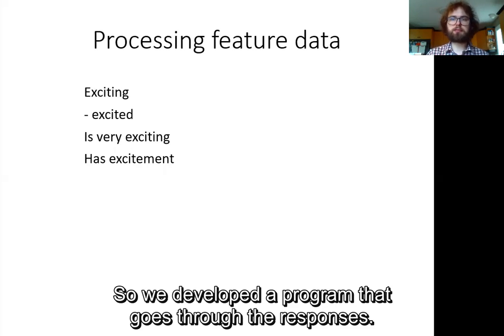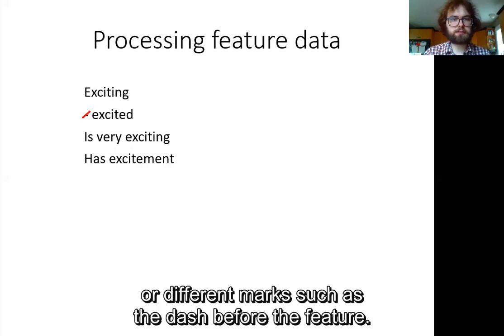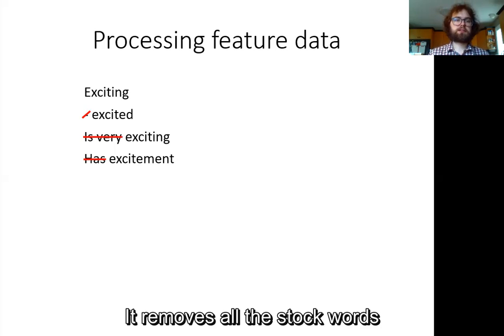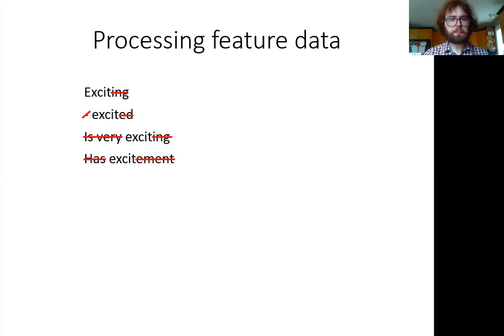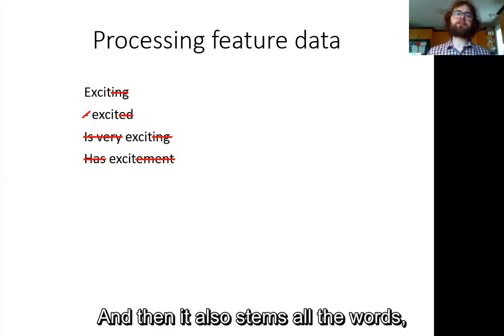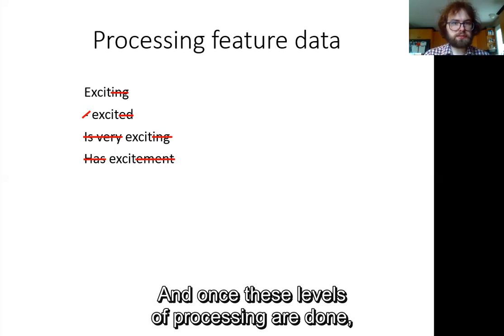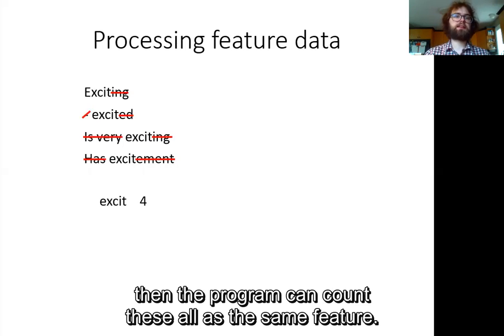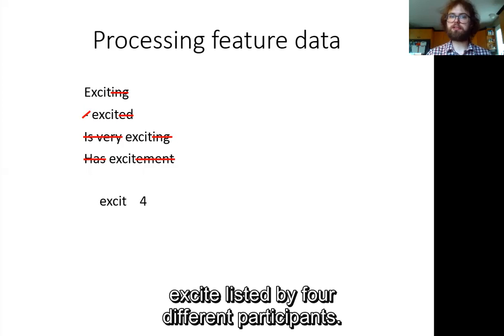So we developed a program that goes through the responses. It removes any sort of variations in punctuation or different marks, such as the dash before the feature. It removes all the stop words that aren't really adding semantic content to the response. And then it also stems all the words, so removes all the suffixes to get to the root word. And once these levels of processing are done, then the program can count these all as the same feature. So in this case, excite was listed by 4 different participants.